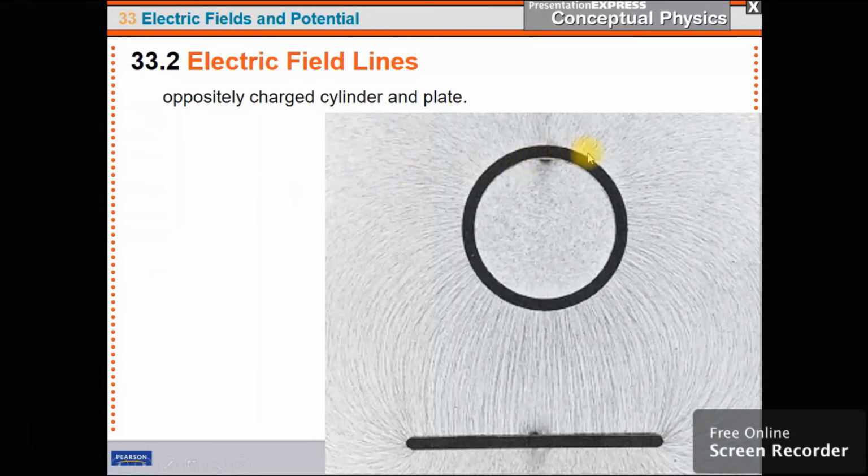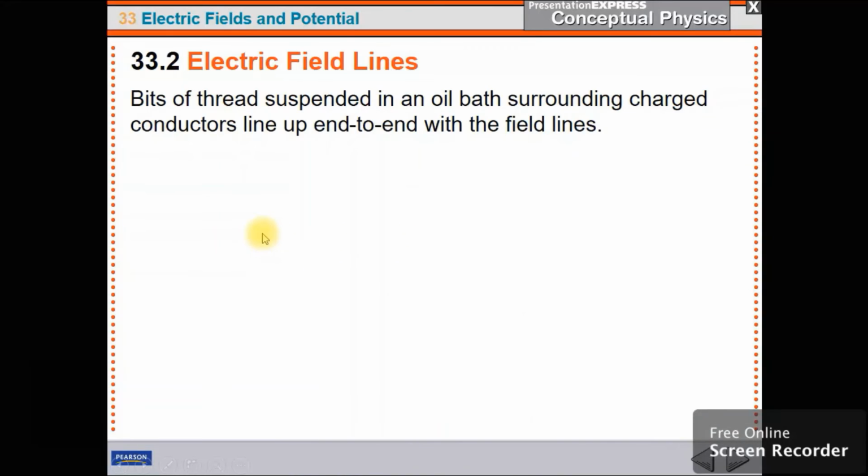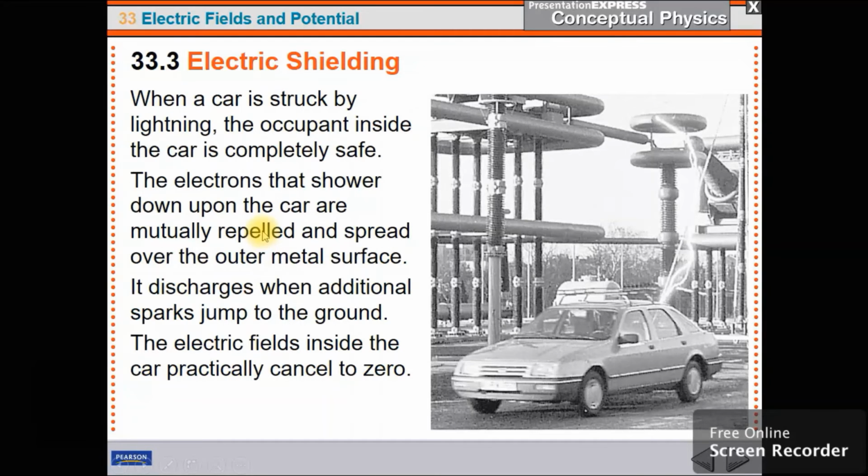And then this one is a circular conductor and a plate that are opposite charges. So here the lines are straight, right there in the middle it's straight, but everywhere else it starts to bend a little bit. And even these lines back here will come out and around and all the way around. Pretty cool, huh?